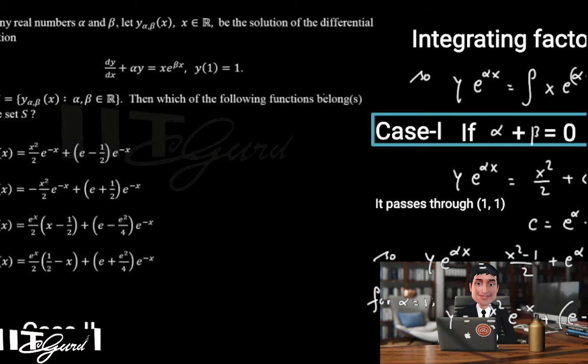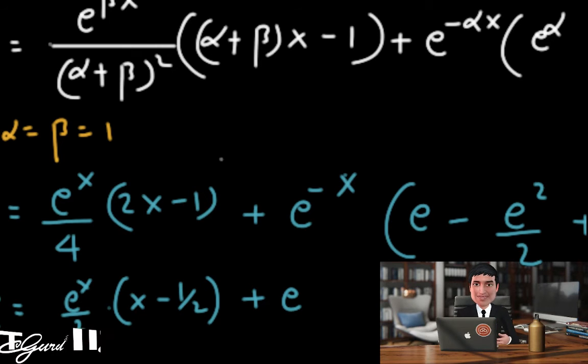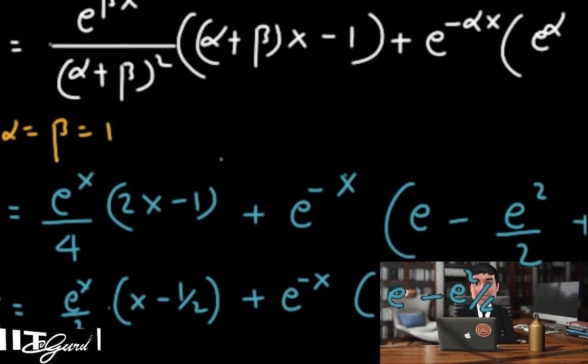If we check for option C over here, we have to take 2 common. Let's see, e power x divided by 2, and that is x minus, then we can write 1 by plus e power minus x, and this is as it is, e minus, that is e square by 2 and e square by 4, so we get e square by 4. Hence this implies that option C is also correct.